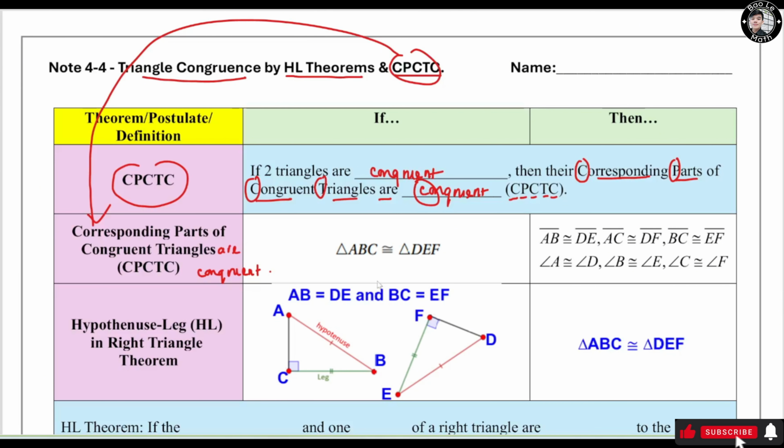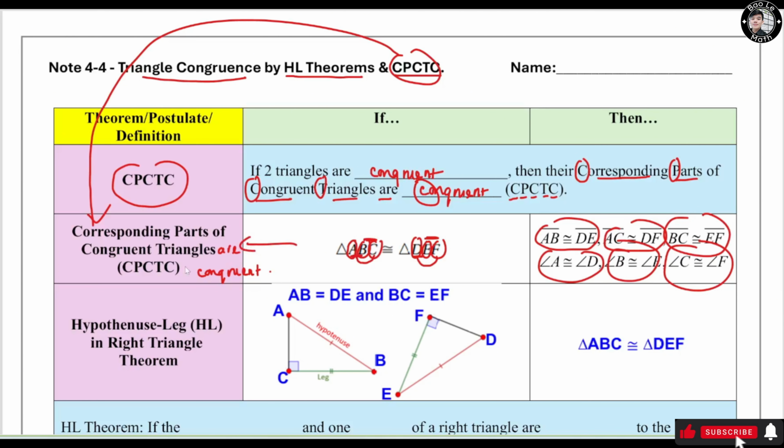CPCTC, right? So, if triangle ABC is congruent to triangle DEF, then you have side AB congruent to DE, AC congruent to DF, and BC congruent to EF. You also have angle A congruent to angle D, angle B congruent to angle E, and angle C congruent to angle F. That's CPCTC, right?